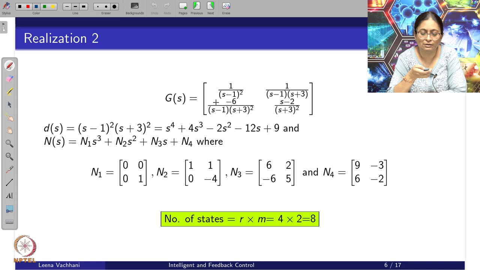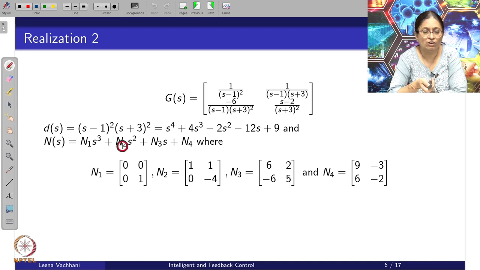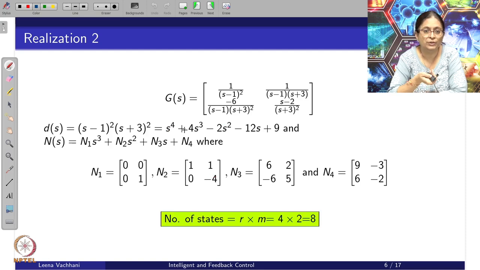So now, when I write it in the form of the block controller form, if I go to the previous slide, the number of states is given by R times M, where R is the degree of the common denominator. In this particular example, the common denominator has degree 4 and M is 2, which is the number of inputs. So here we get the number of states equal to 8. For realization one, which was very straightforward, we got 9 states. Here, for the block controller form, I am getting 8 states. It means the previous realization was definitely not minimal, and I am still not clear whether the block controller form is also a minimal form, that is, whether I can reduce the number of states further when realizing in state space form.